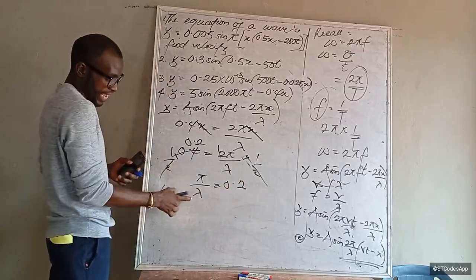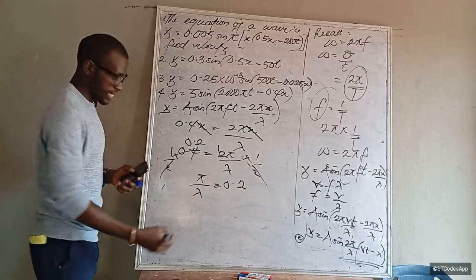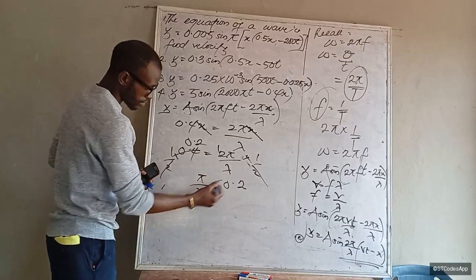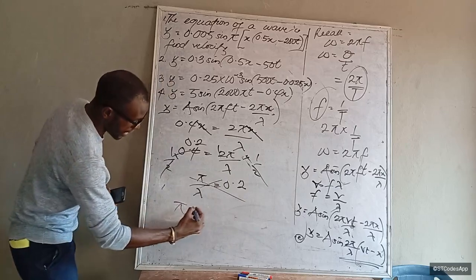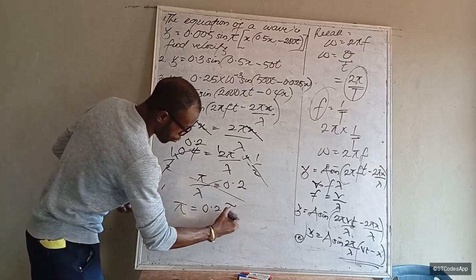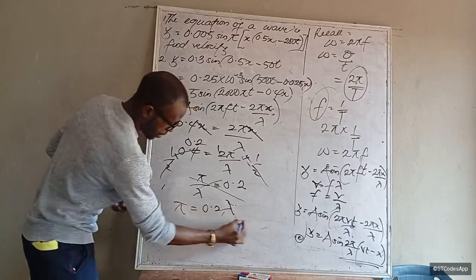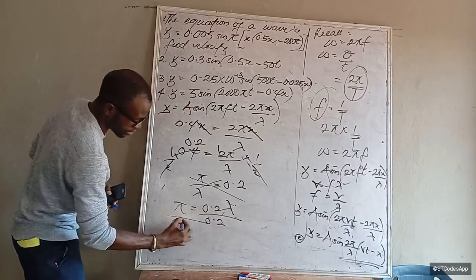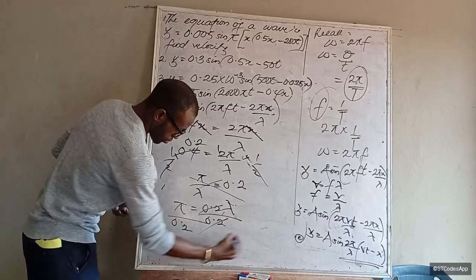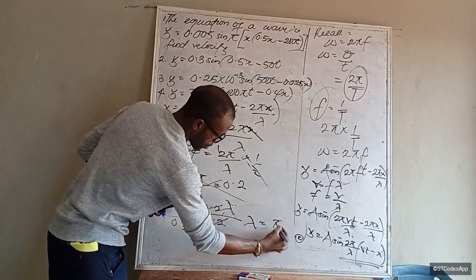To get lambda, I can cross multiply, right? If I cross multiply, I have pi is equal to 0.2 lambda. So lambda is equal to pi divided by 0.2. So lambda is equal to pi over 0.2.